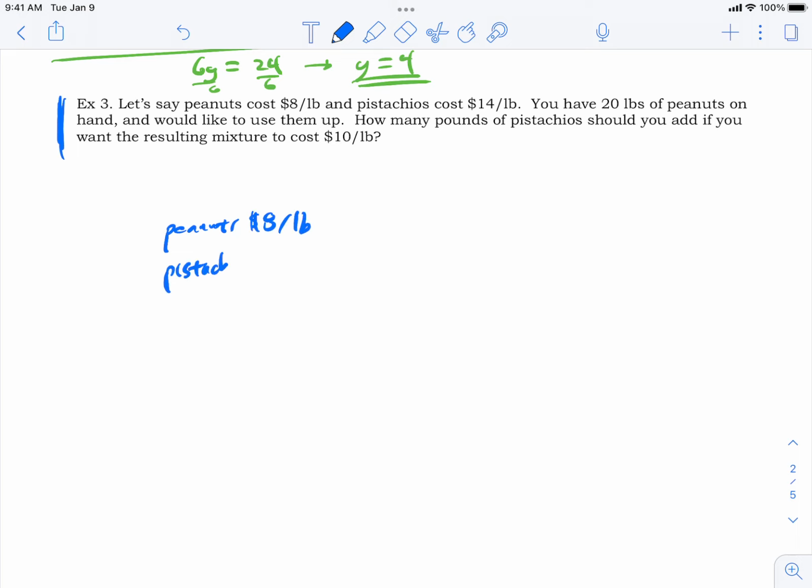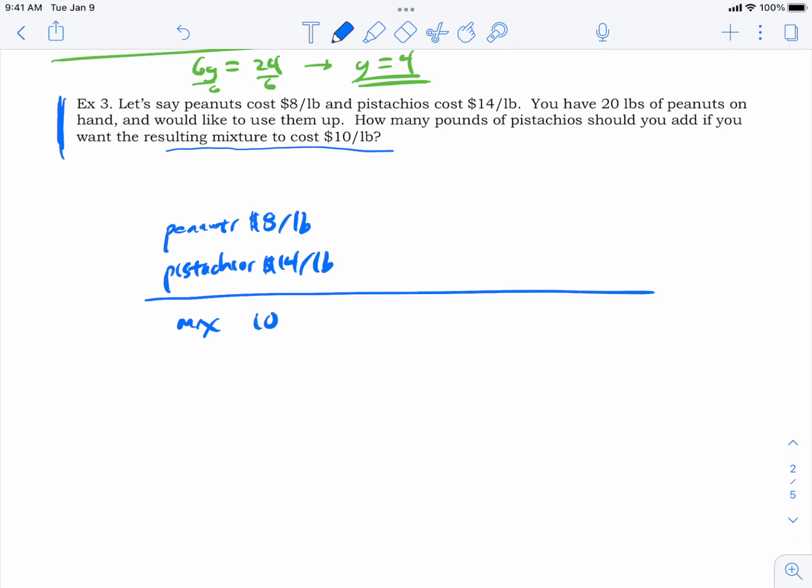I also got some pistachios. And they're, what, $14 a pound. Okay, cool. I'm making my table here. And then the bottom line is when I mix them together. And they're telling us here, we want the mixture to be $10 a pound.